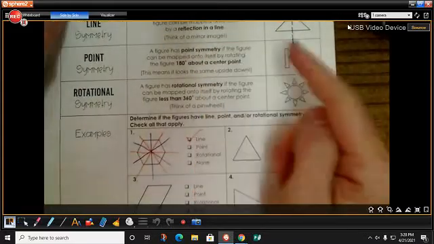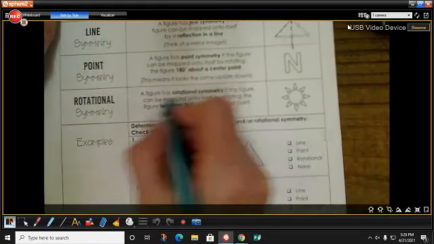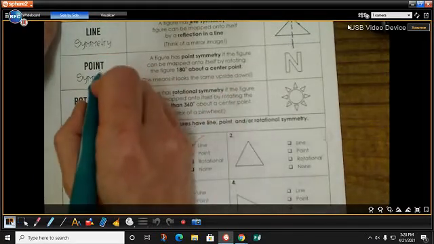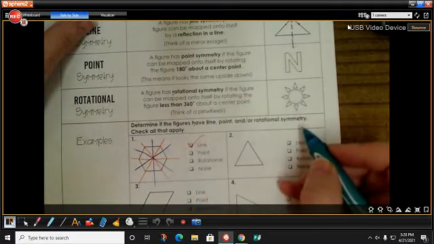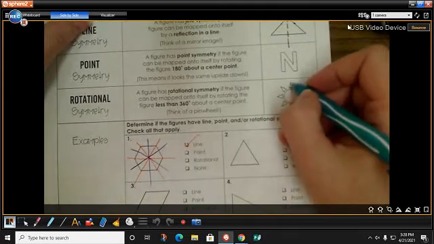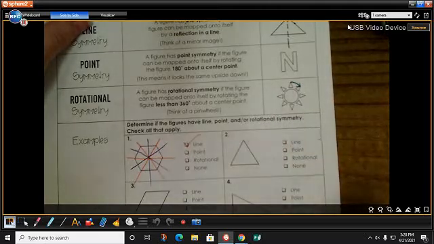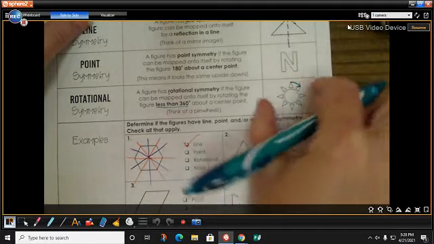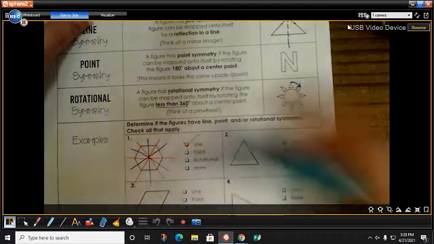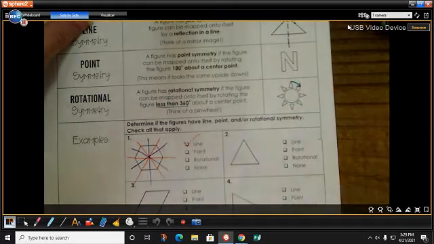Now, point symmetry is a kind of rotational symmetry. So I'm going to skip point symmetry for a minute and come down to rotational symmetry. Rotational symmetry is what happens if you can take the figure and move any point on it around a circle less than 360 degrees and have it map onto itself. Because anything, if you rotate it full circle, comes back to itself.